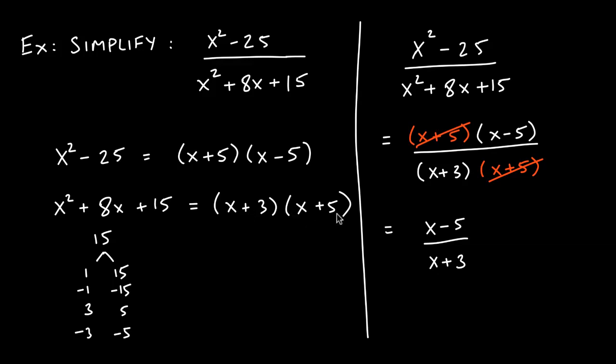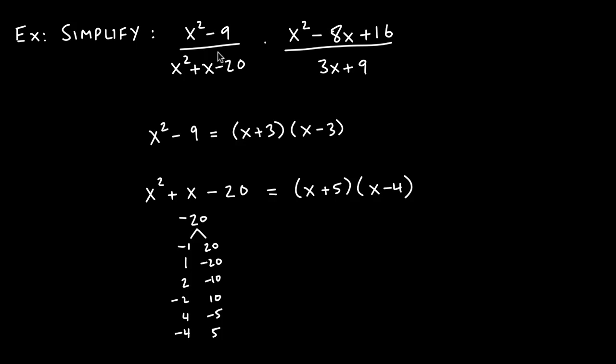So here we can see that the numerator got factored into x plus 5 times x minus 5 because of the difference of squares. The denominator got factored into x plus 3 times x plus 5. Both of these terms are the same, so I can cancel them out. But the only reason I'm allowed to cancel is because I have a product on top and a product on the bottom. So what I'm left behind with is x minus 5 over x plus 3, which is the answer.